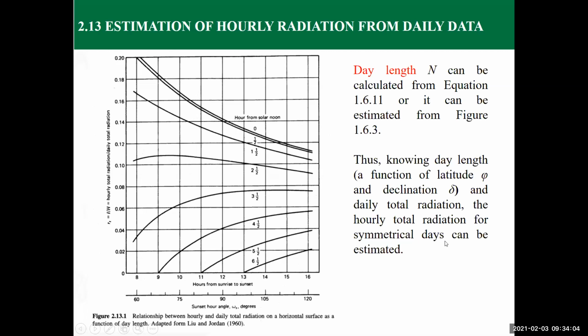The day length N can be calculated from an equation that we have taken in chapter 1. I've just shown this equation today, the calculation of the capital N. Or you can take it from the Whillier diagram, which is 163. So knowing the day length, which is a function of the latitude and the declination, and knowing the daily total radiation, the hourly radiation can be obtained from here. And as I said, it's symmetric. So what you get at 9:30 in the morning would be the same as what you get at 2:30 in the afternoon.